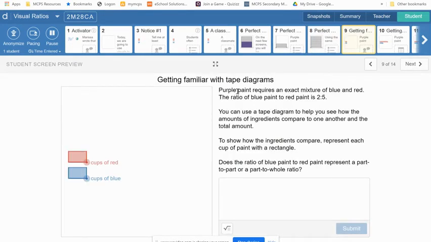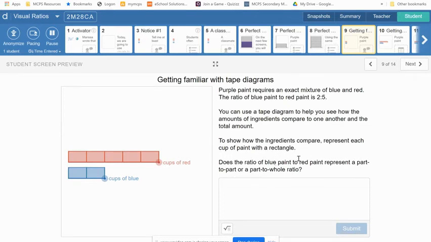Purple paint requires an exact mixture of blue and red. The ratio of blue paint to red paint is 2 to 5. You can use a tape diagram to help you see how the amounts of the ingredients compare to one another and the total amount. To show how the ingredients compare, represent each cup of paint with a rectangle. Does this ratio of blue paint to red paint represent a part to part or a part to whole ratio? So they said 2 goes with blue. So I need 2 blue and I need 5 red. 1, 2, 3, 4, 5. Okay, so I've dragged out the amount of paint I need as a tape diagram.